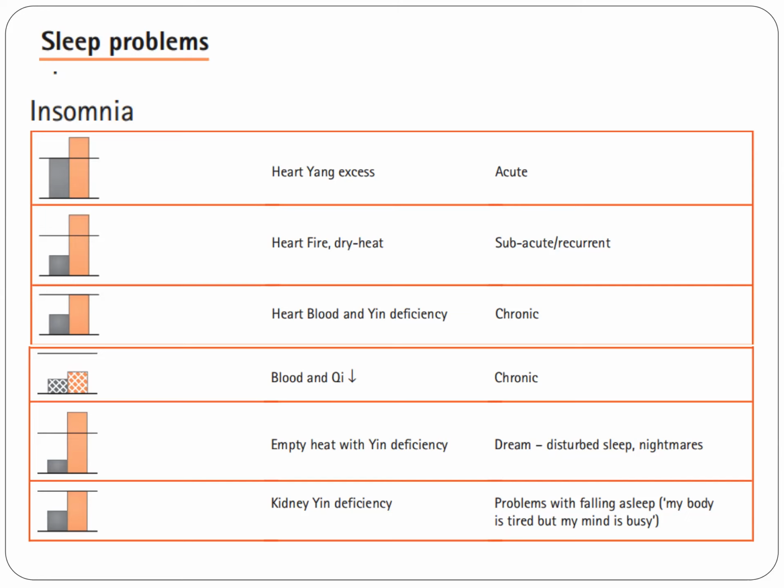Ang fourth tower diagram, deficient po yung blood, ganun din po yung qi. So there is blood and qi deficiency. Ang condition is chronic. Yung next tower diagram, deficient ang yin, excess po yung yang, so empty heat with yin deficiency. Ang condition is meron siyang dream, disturbed sleep, and nightmares.